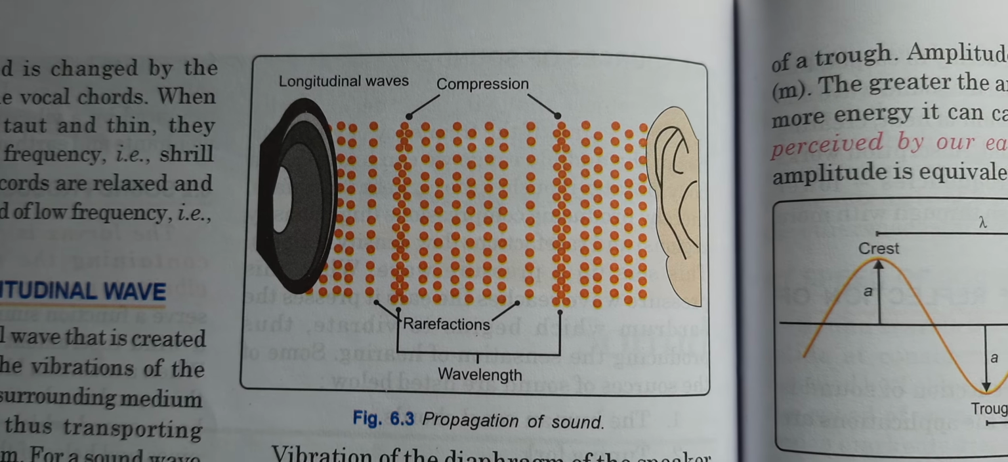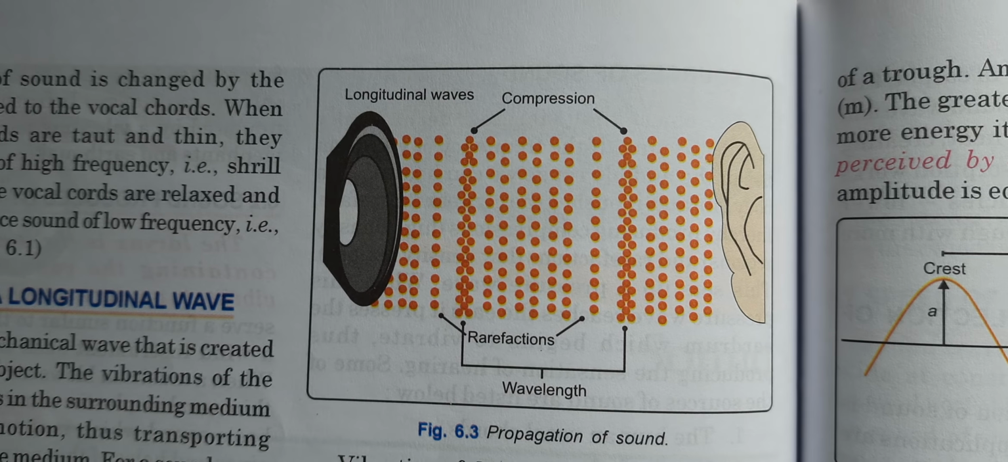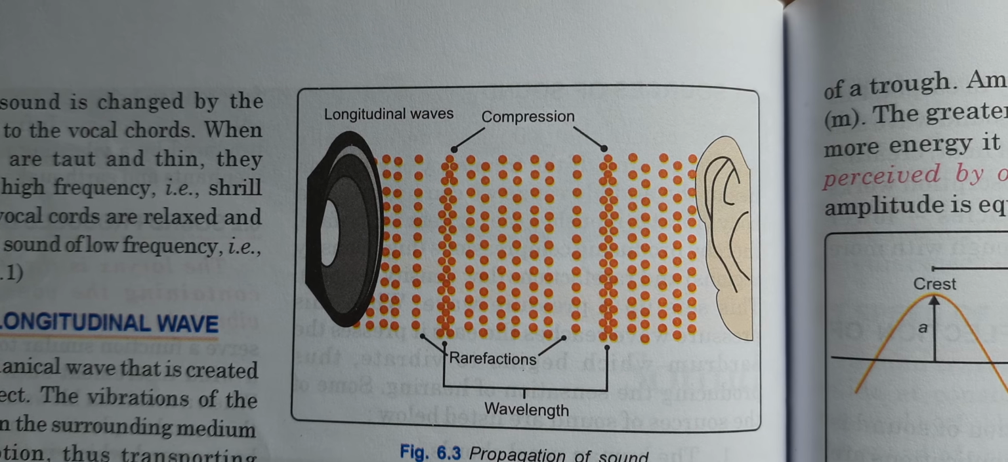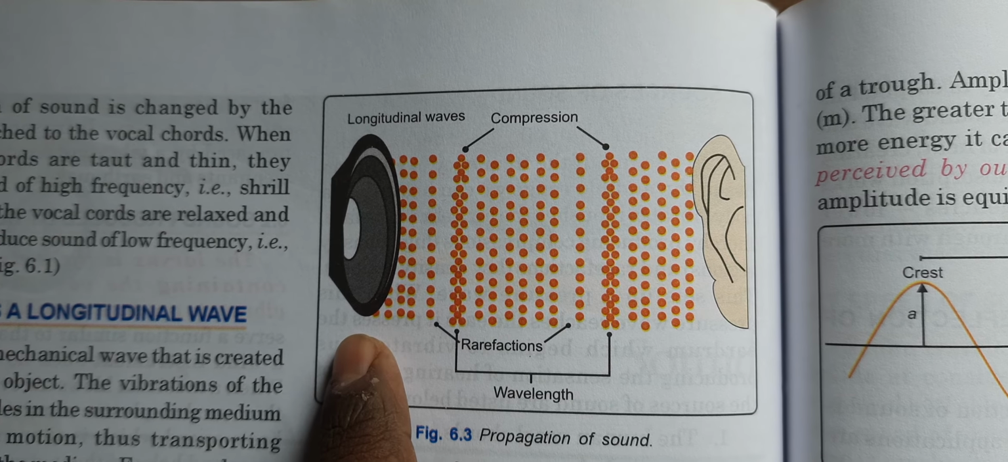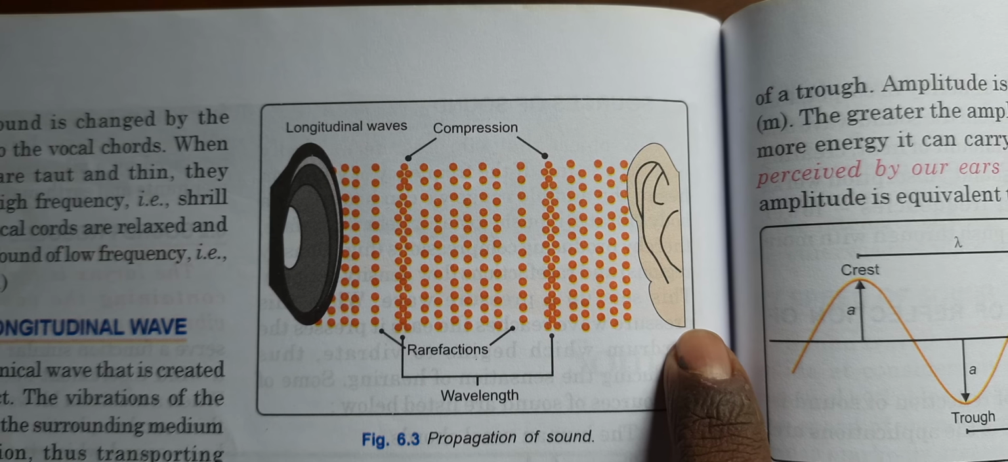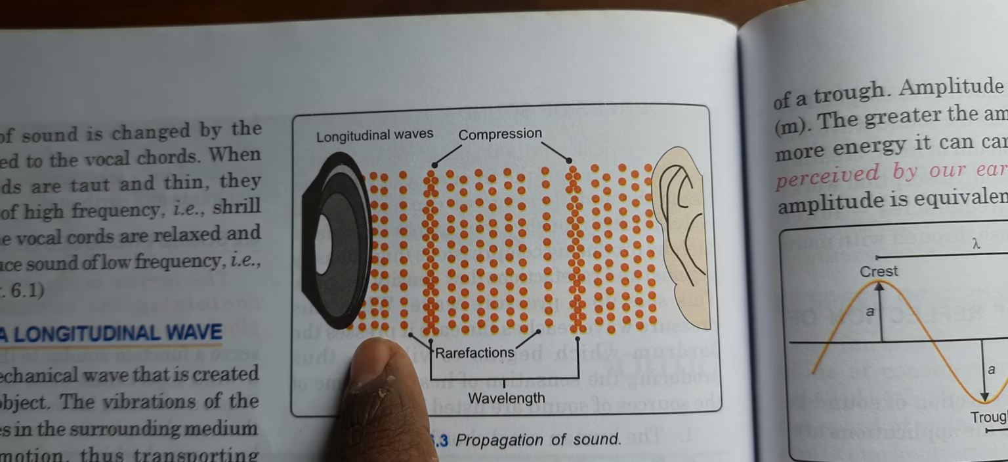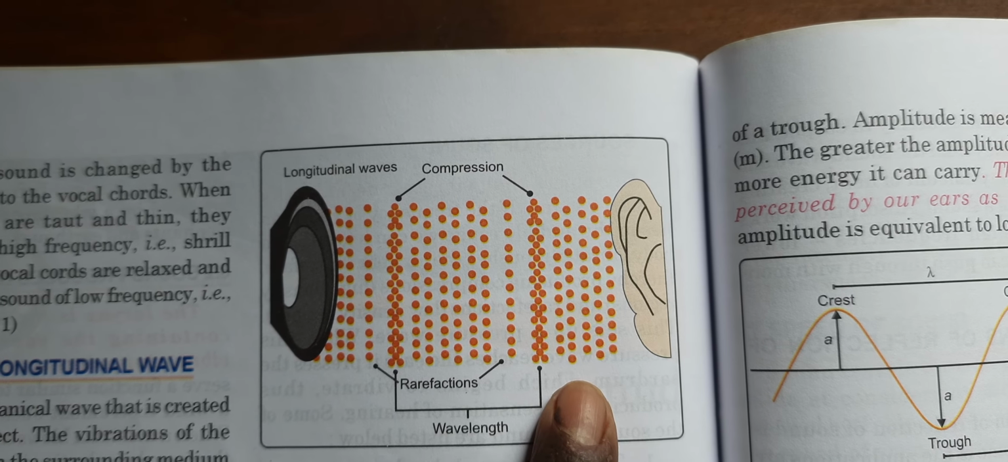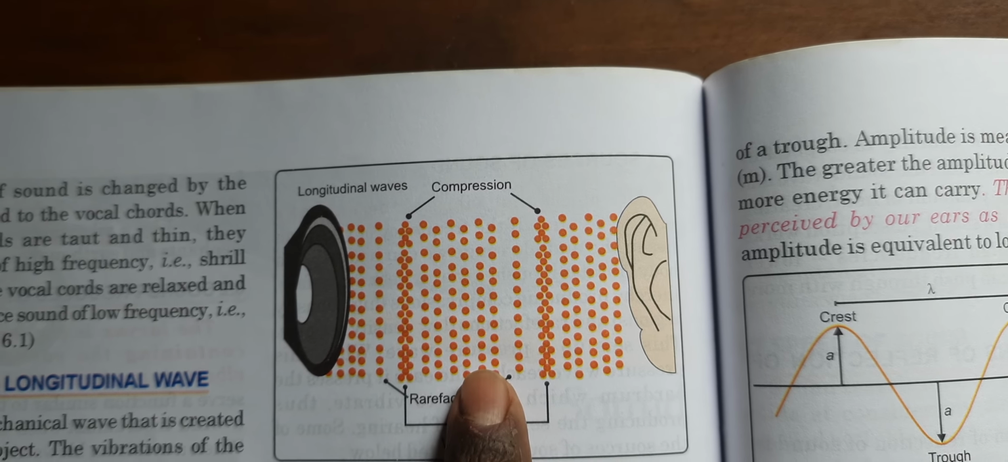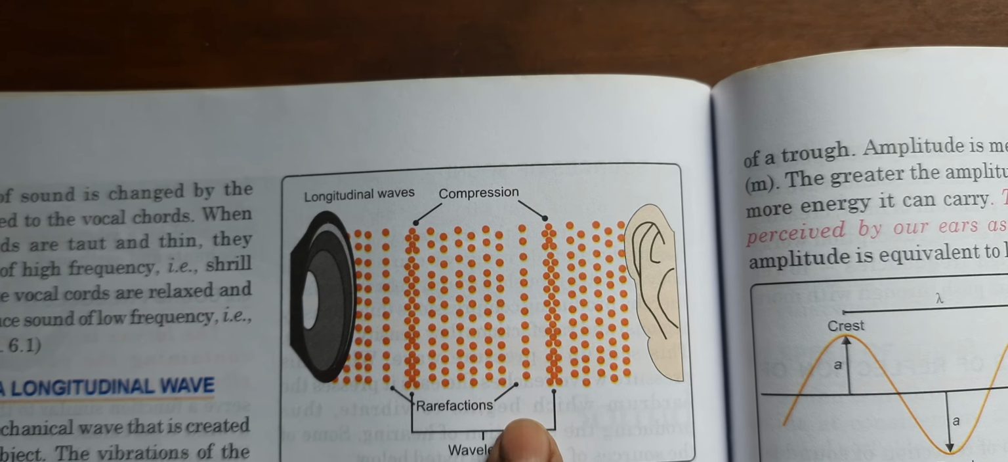Hello class 7. By now you have understood that sound is a form of longitudinal wave and that sound moves from the source to the ears of the listener through the molecules of air or any other medium for that matter, when the air molecules or the molecules of the medium vibrate.